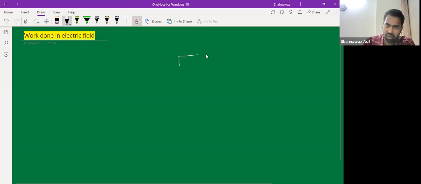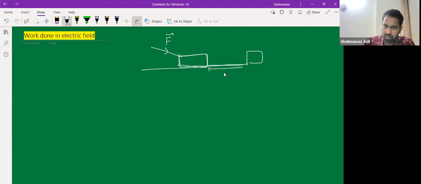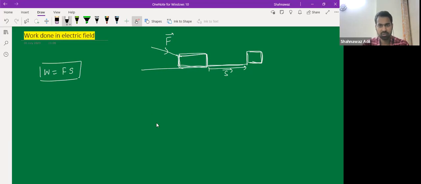In that chapter, you learned that whenever you have, let's say, this object and you apply some force F on it, and the object is displaced from here to here, this is the displacement. Then there is a work done on this object, and that work done is equal to Fs, right? This you did in your 11th class, right, guys?